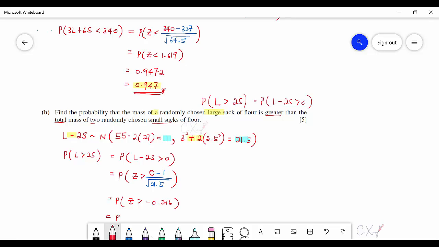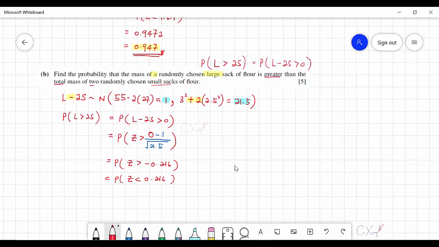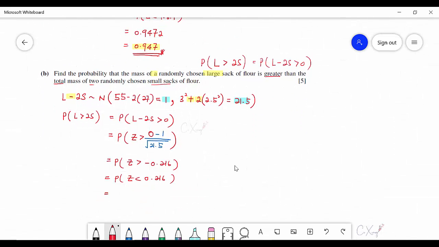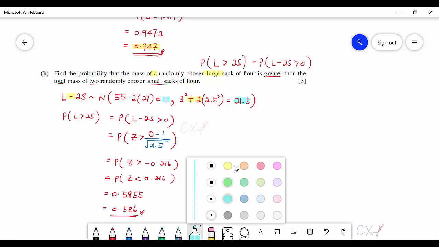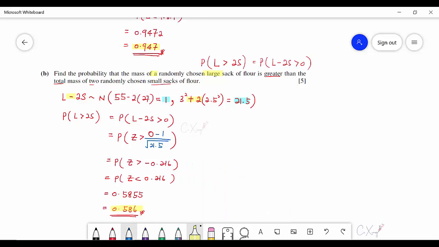And this area is similar with Z smaller than 0.216. Okay, so again, from the normal distribution table provided in the formula booklet, you will get 0.5855. Or to be more accurate, you can change it to 3 significant figures, which is 0.586. Alright, so this is the answer that I get. Okay, and then please take note also in the marking scheme, they actually accept 0.585 also.